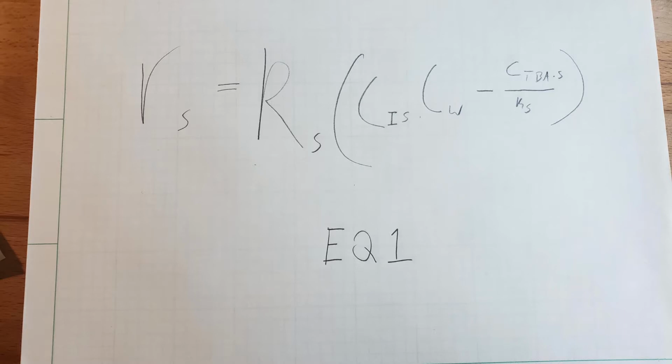We start here with our first equation. This is equation 10-17, which can be found on page 667 of our book. We have r_S equals k_S, parenthesis, C_I.S C_W minus C_TBA.S over K_S. The r_S is the rate of the surface reaction. k_S is the rate constant for the surface reaction. The K_S, the uppercase K_S at the end of the equation, is the equilibrium constant for the surface reaction. All of the C's are concentrations of whatever substance is listed in the subscript.